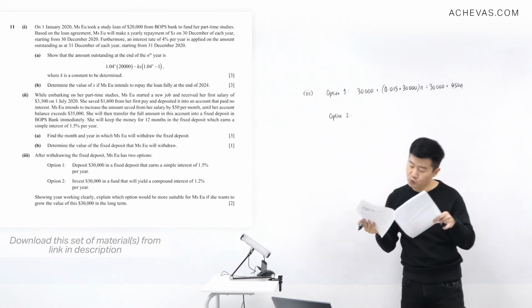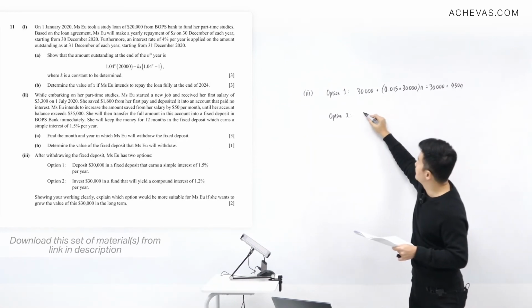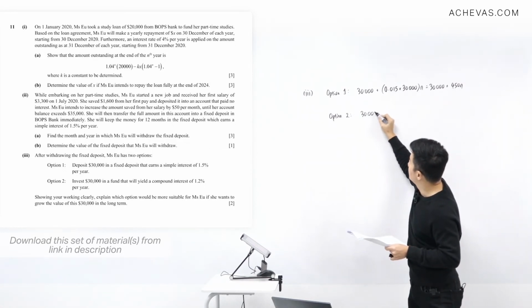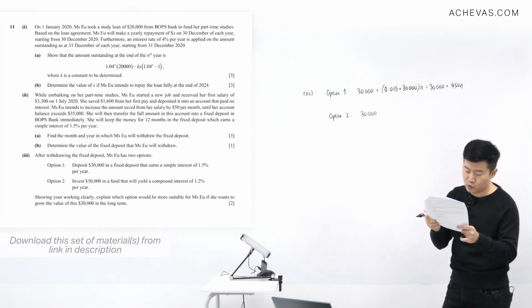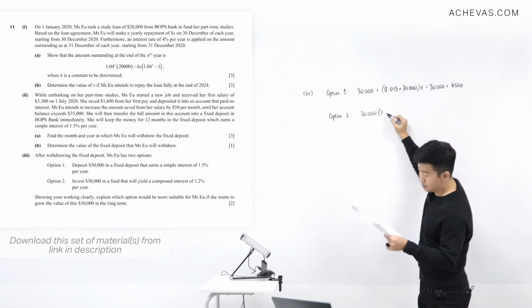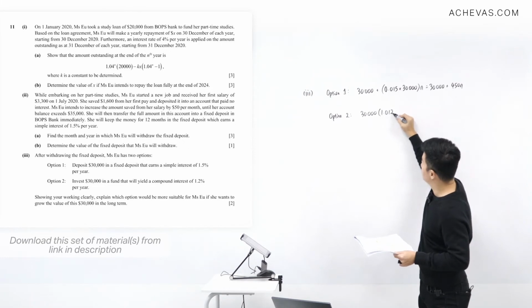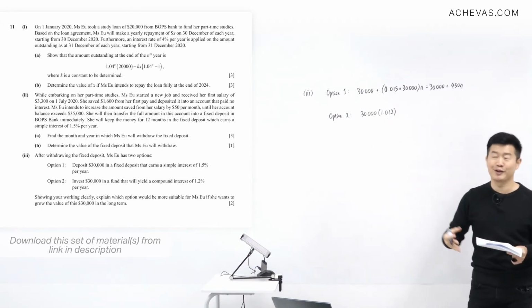As for option 2, it is going to be a compounded form of interest. She's still going to be putting in 30,000, and every year the bank is going to be giving a 1.2% interest compounded. So it is going to be 1.012, multiplied, right? It's because it's going to be a compounded interest.